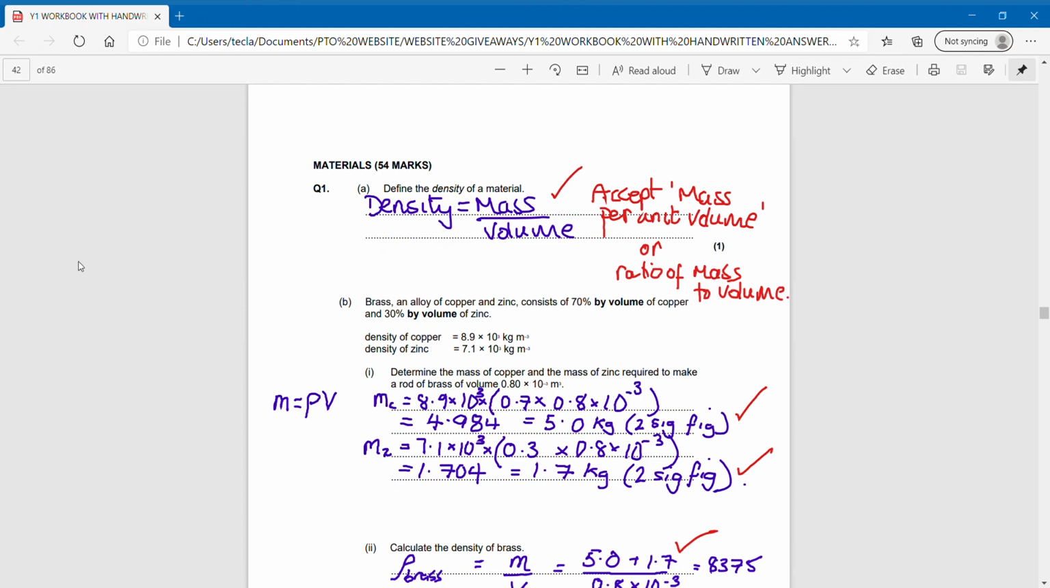Hello everyone, this is a run through the materials topic questions from the Year 1 A-Level Physics workbook.